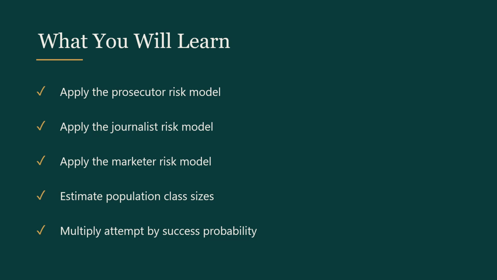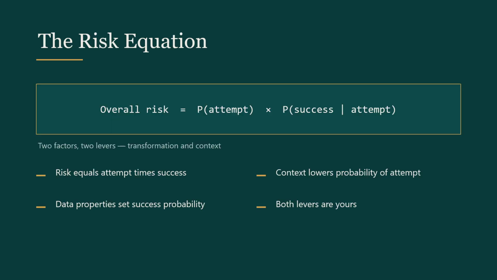Equation first, because everything else is a piece of it. Every defensible determination rests on one decomposition. The overall risk of re-identification equals the probability that an attack is attempted, multiplied by the probability that the attack succeeds given that it is attempted. Two factors, two levers, and they are controlled by completely different things.